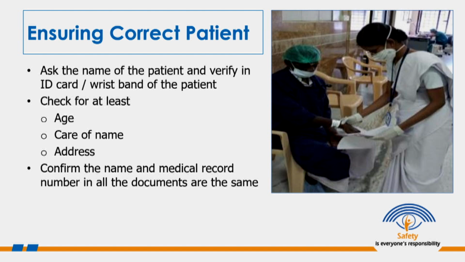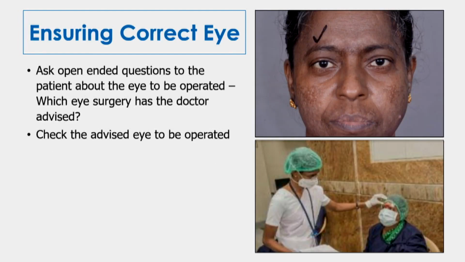So when I say ensuring correct patient, it is about asking the name of the patient and checking whether the name he gives and what is in the record are the same. Second, the ID number in his wristband or the ID card he has got is the same in all the records. This is what is really important, including the name, because it's a critical point. We also need to see whether his address, the age, all of this becomes very important. So even missing one of these elements can result in an error. So that's about correct patient.